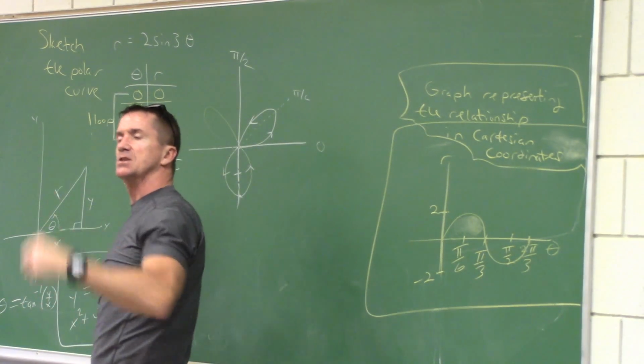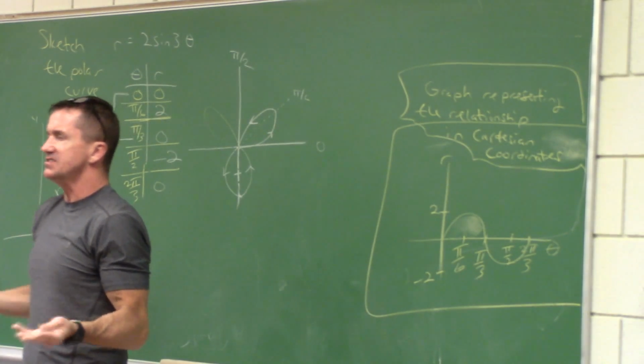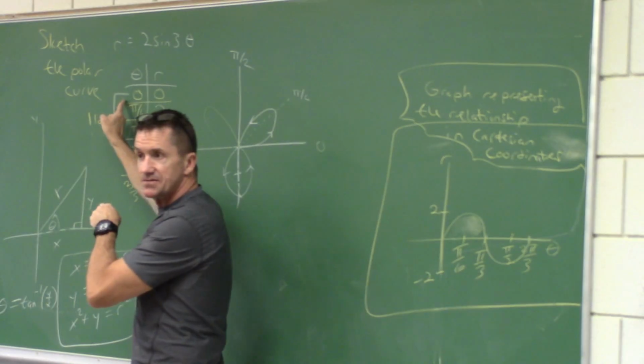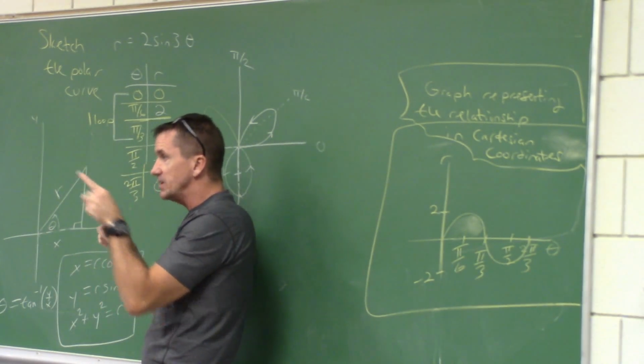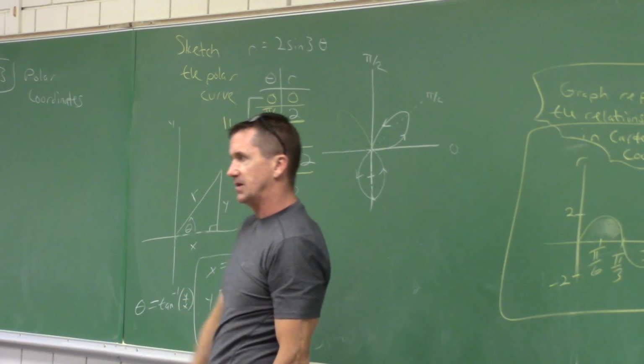Because tomorrow they're going to go, find the area of one loop. And you're going to be like, this is easy, except what are my limits of integration? There's your limits of integration. So that's what I mean. It's important that you can figure out what forms that one loop, the limits of integration.